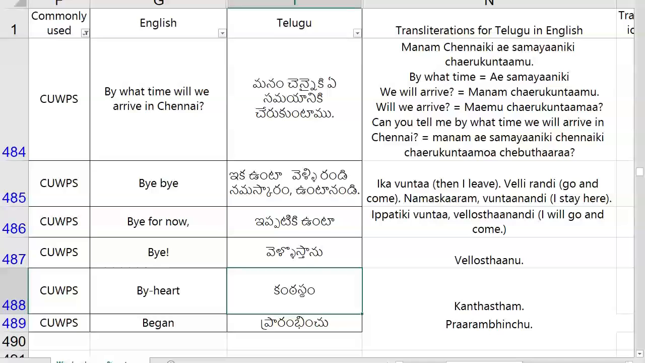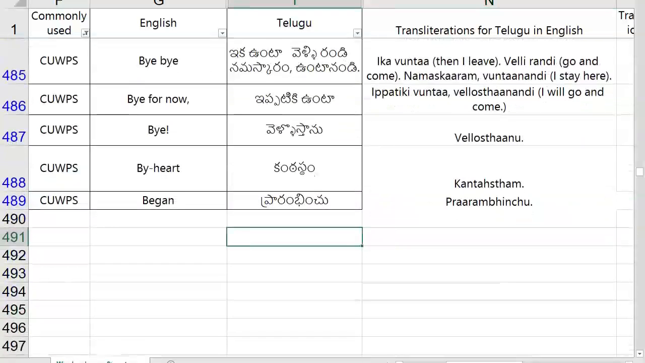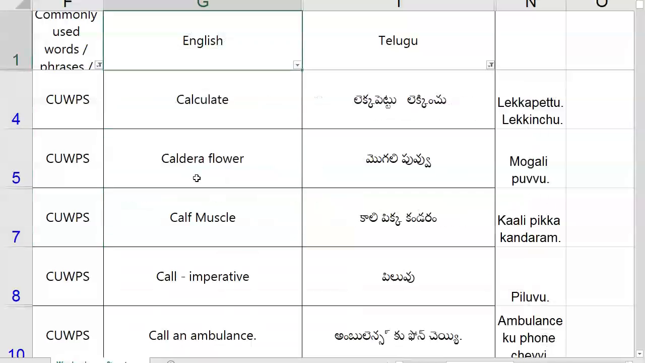By heart means kantastham. For example, if somebody is reading to remember something for a long time, that is called kantastham. Began means prarambhinchu. This is a verb as well as imperative. We successfully completed the sentences and phrases starting with B. Let me open the next file, that is C. Let us continue with phrases and sentences starting with C.